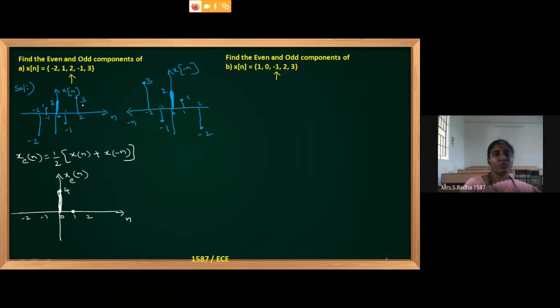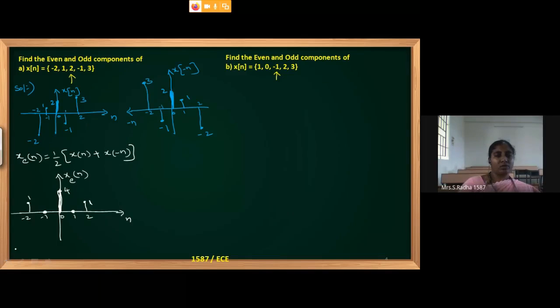Next, at 2 you have plus 3 and minus 2. It becomes plus 1 as the height. On the negative side, here this is minus 1 and this is plus 1, so it becomes 0. Then here it is minus 2 and here it is plus 3. Minus 2 plus 3, so it becomes plus 1.